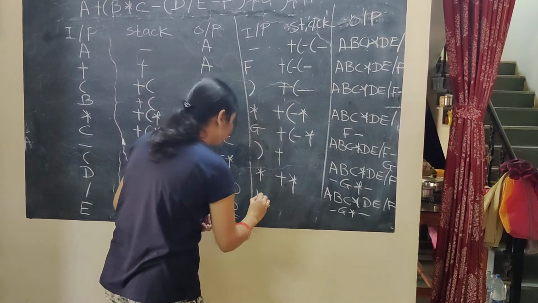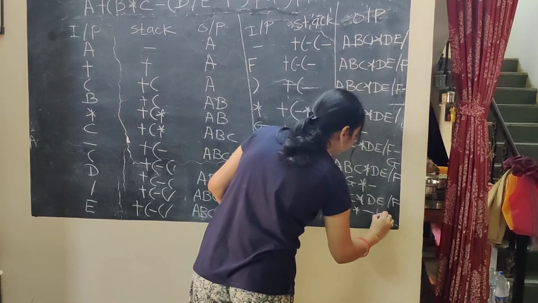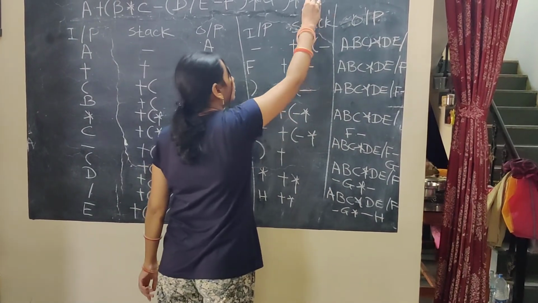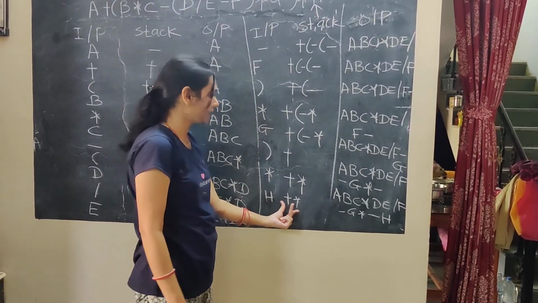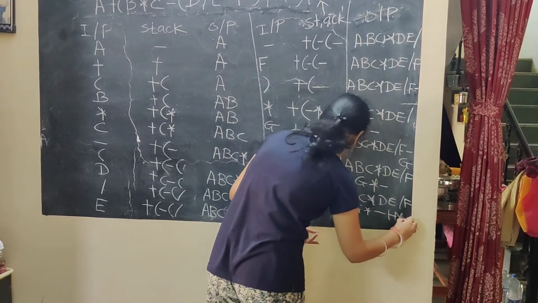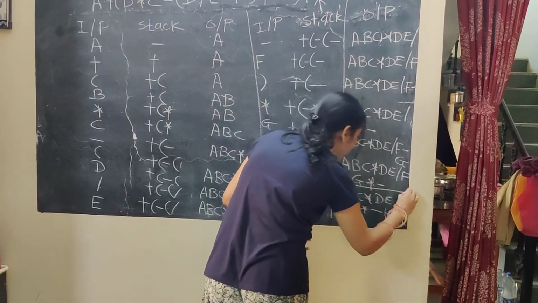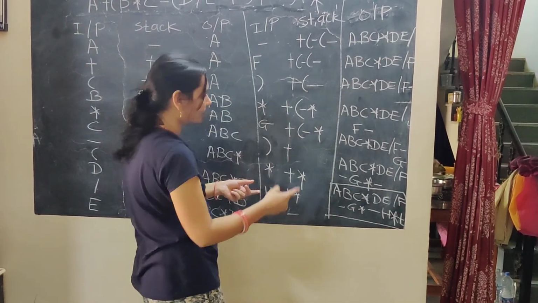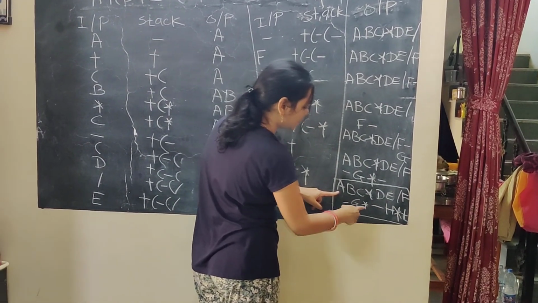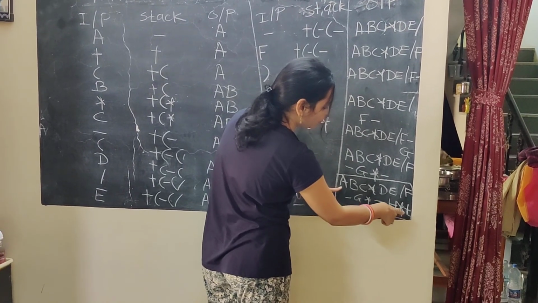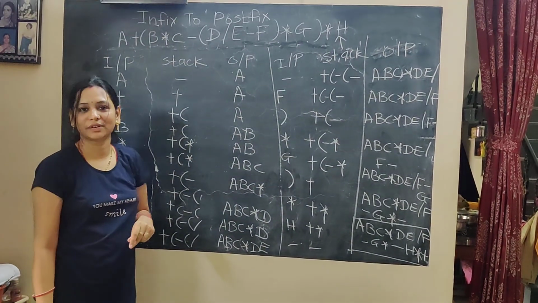Next is what? H. H is an operand. So we will move this H to the output. Now this is the end of your expression. When your expression ends, whatever you have in your stack will be moved over here and your stack becomes empty. So this is the postfix expression which we have converted from infix, that is A B C into D E slash F minus G star minus H into, and then addition. This is nothing but infix to postfix. Thank you.